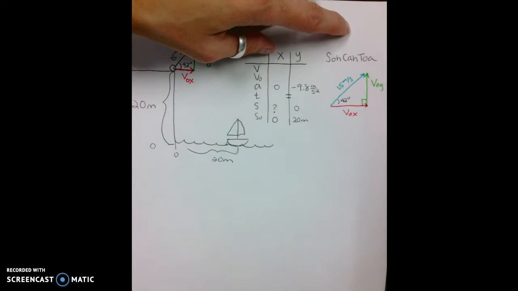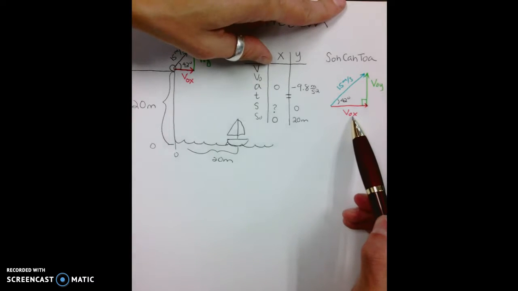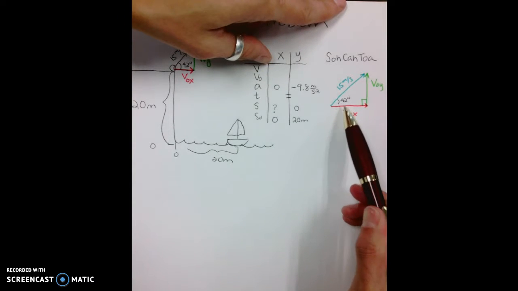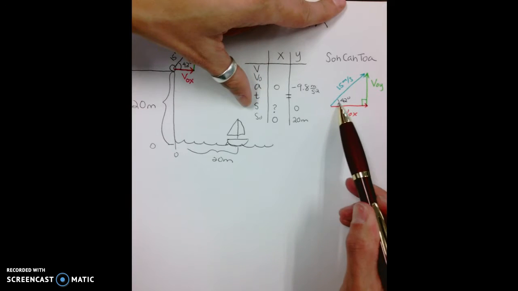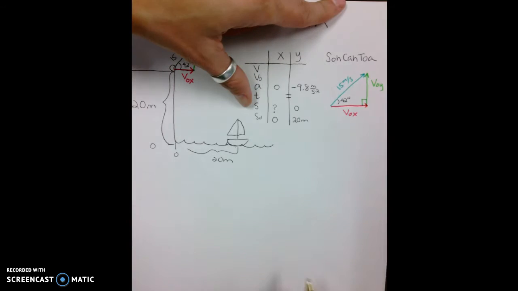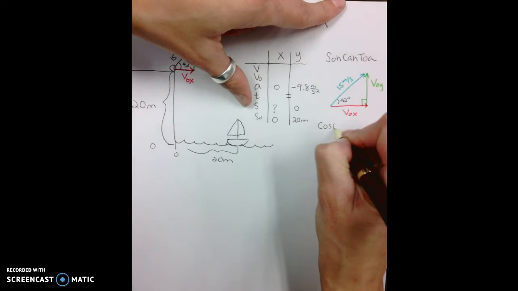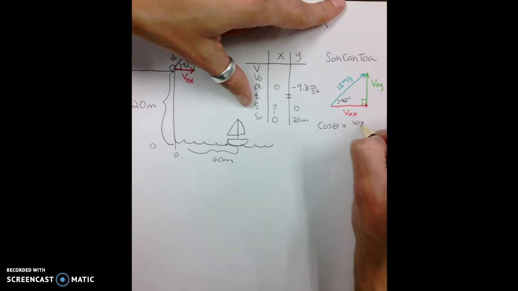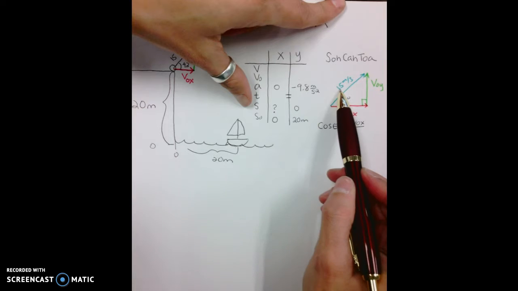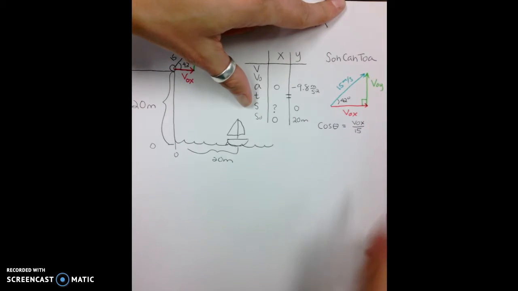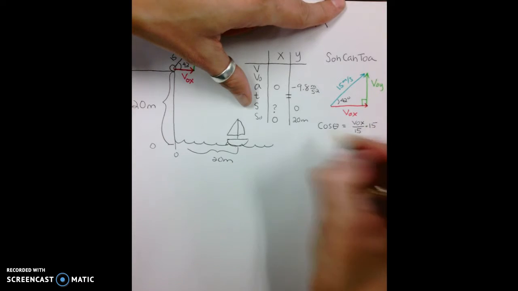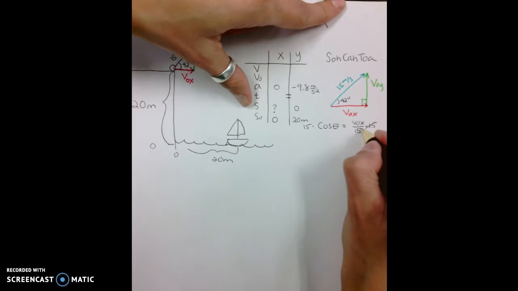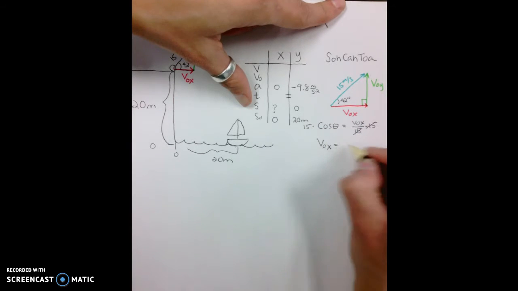Okay? And so what I need is V0x. V0x is the side that's adjacent to the angle, it's next to the angle, which means I'm going to use cosine. So cosine of theta is going to equal the adjacent side, which is V0x, over the hypotenuse, which is 15. And so in order to get V0x by itself here, I need to multiply both sides by 15. And I'm left with V0x is equal to 15 times the cosine of 42 degrees.